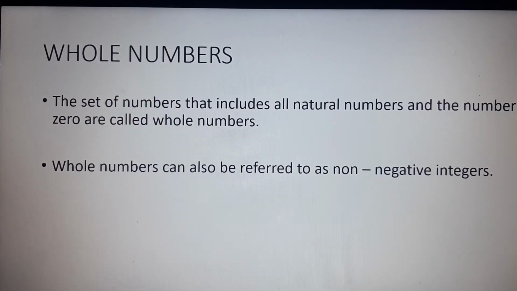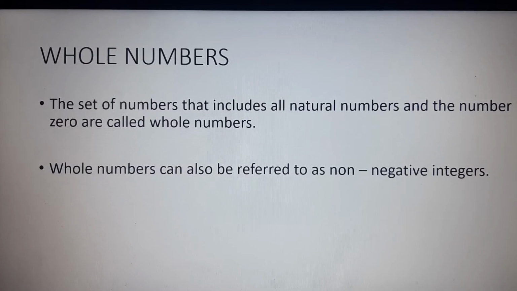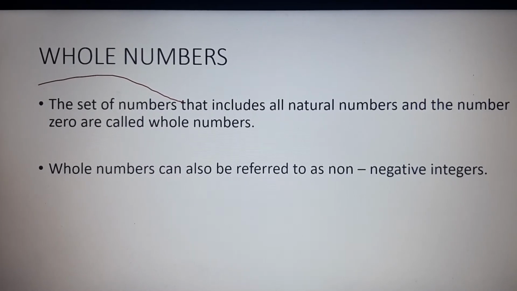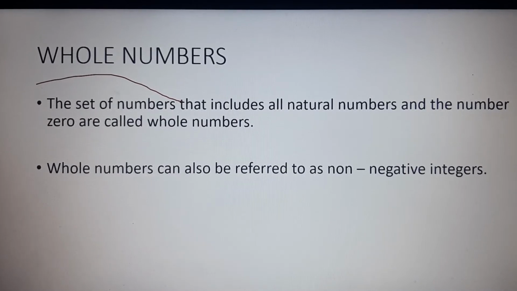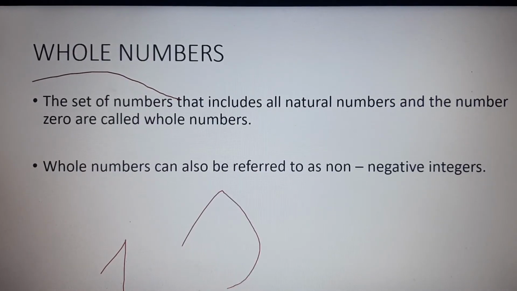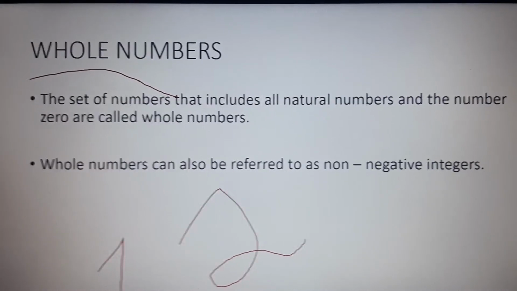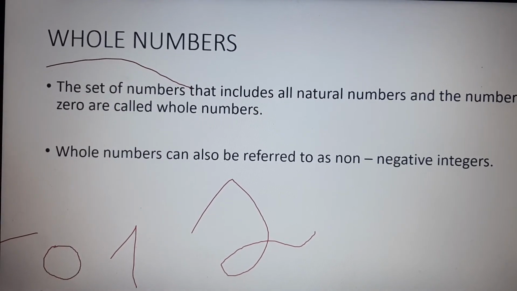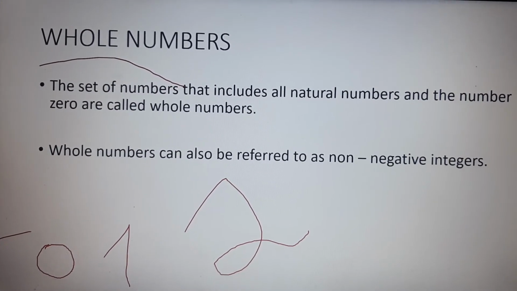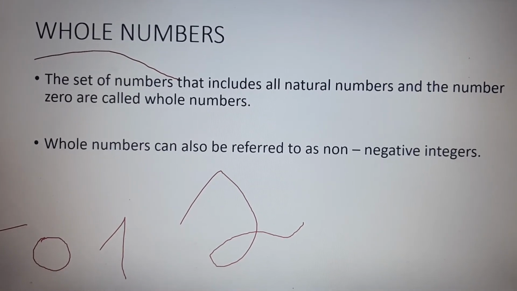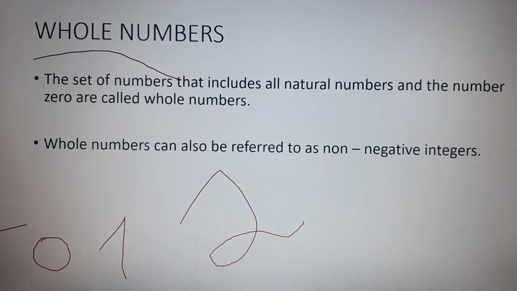Move ahead. Now we are going to talk about the whole numbers. Whole numbers are the set of numbers that includes all natural numbers and the number 0. Basically, 1, 2 are the natural numbers. When we add 0 also in this list, then these are considered to be the whole numbers. Whole numbers can also be referred to as the non-negative integers. That is, all whole numbers are non-negative.